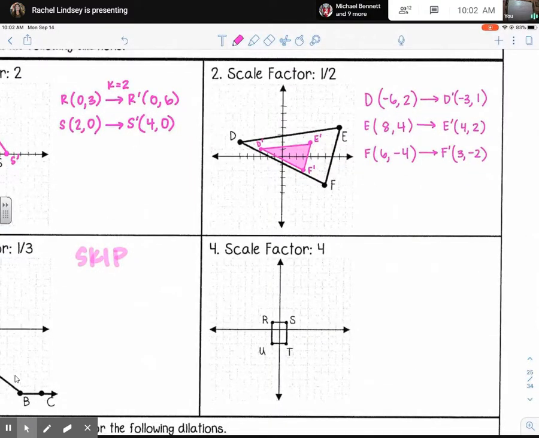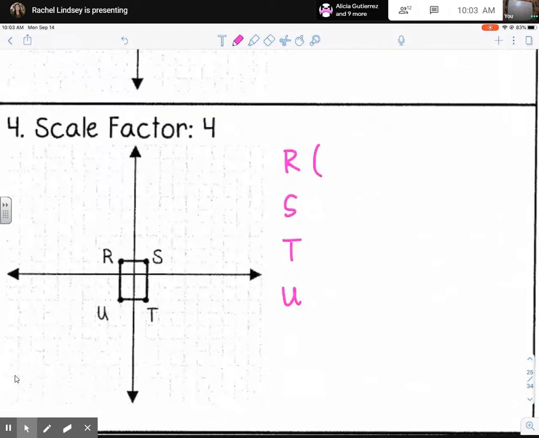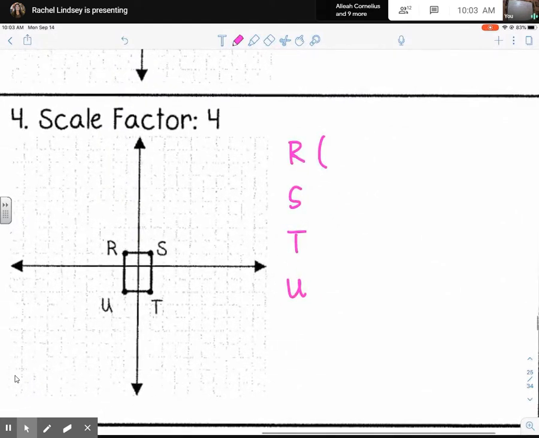So on number 4, we've got a scale factor of 4. So first we have to find our original points, R, S, T, and U. So where's my original R? -1, 1. So if I multiply that by 4, what's my new coordinates of R prime? -4, 4.